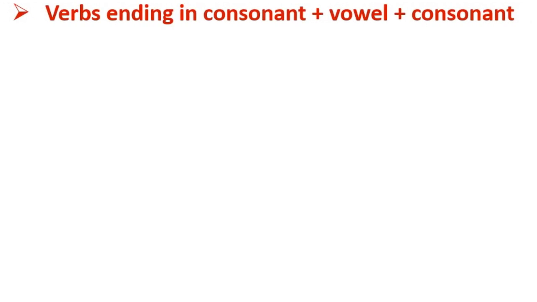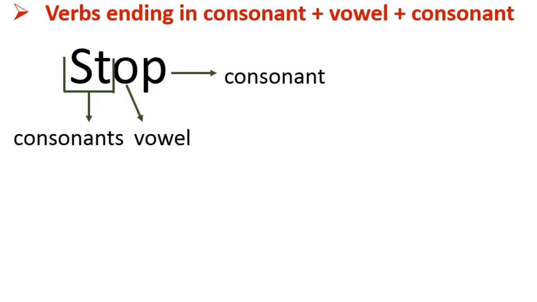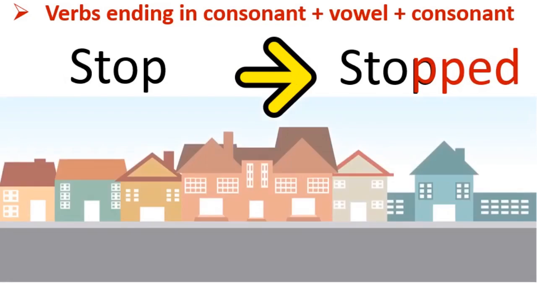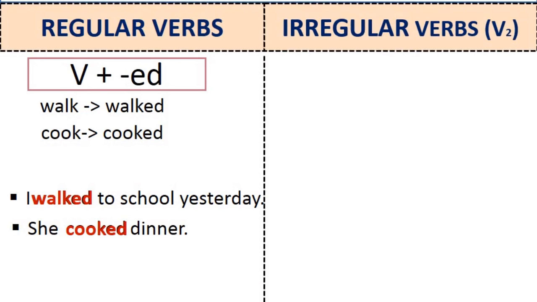Remember, when verbs end in a consonant plus vowel plus consonant, we just double the last consonant and then add the ed at the end. For example, stop becomes stopped. The car stopped. That's all about regular verbs. So now we move to irregular verbs. How do we change them into the past tense?